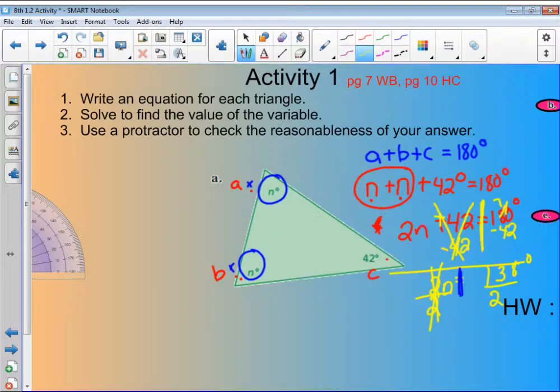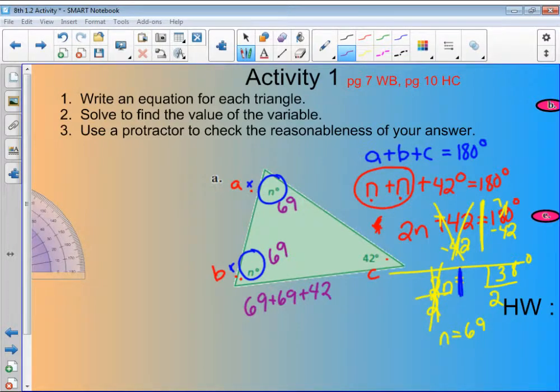So now if I take 138 and divide it by 2, that should give me 69. So n equals 69. Now I'm going to plug 69 into each of these, and I'm just going to double check. Because when I add these together, they should give me 180. So 69 plus 69 plus 42. I'm going to go ahead and use my calculator. When I do this on my calculator, it should be 180 when I hit equals. 69 plus 69 plus 42 equals 180. So I did that correctly.